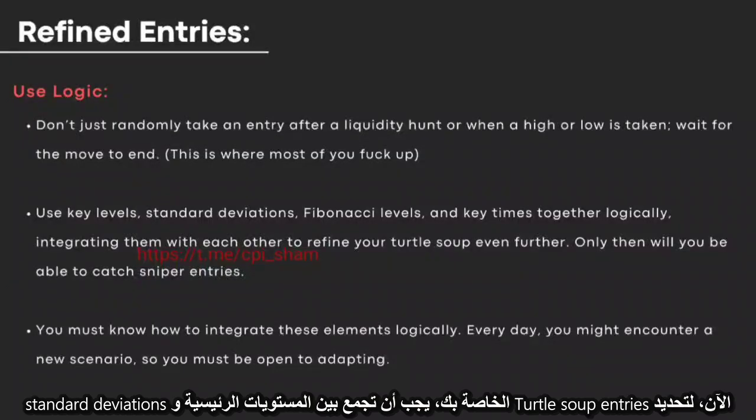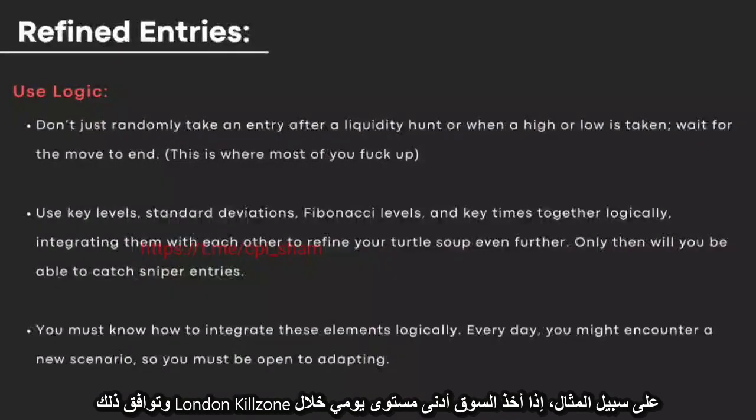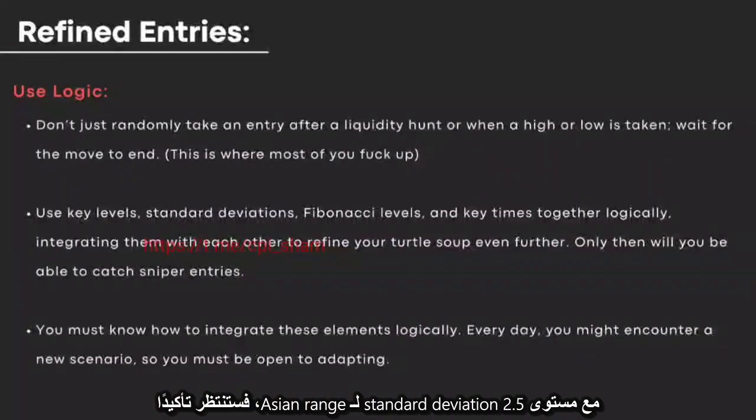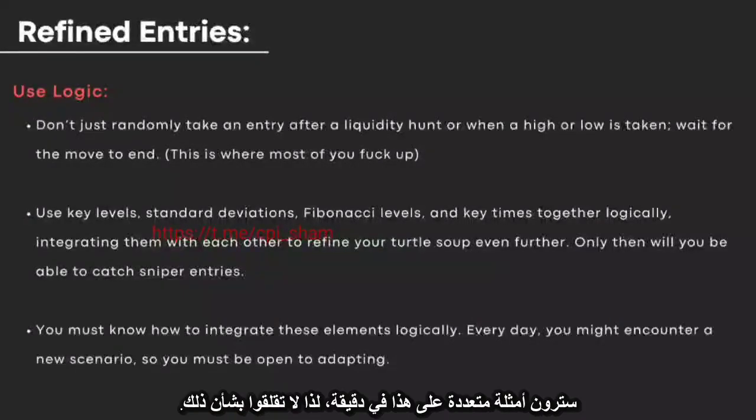Now, to refine your turtle soup entries, you must combine key level standard deviations and key times in a logical way. For example, if the market takes out a daily low during the London kill zone and it aligns with a 2.5 standard deviation level of the Asian range, you're going to wait for a confirmation, and then you're going to enter. All of these confluences together significantly increase your probability. You'll see multiple examples of this in a minute, so don't worry about that.